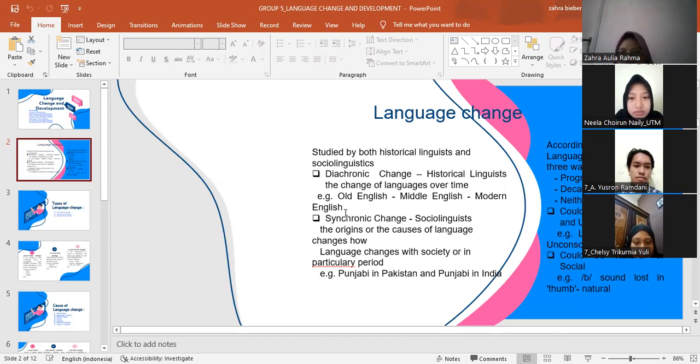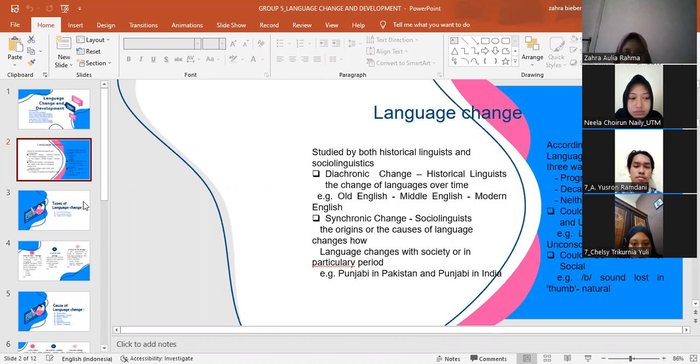According to Jean Aitchison, language change occurs in three ways. The first one is progress, the second one is decay, the last one is neither. It could be both consecutive and inconsecutive. For example, loss of rhotic, the R, is inconsecutive. It could be natural or social. For example, the B sound lost in thumb, which is natural.